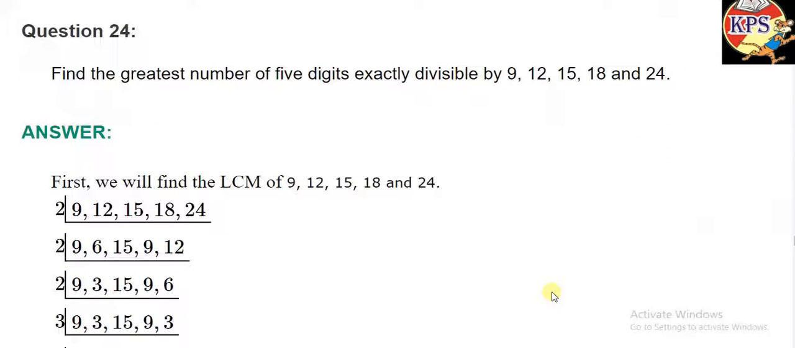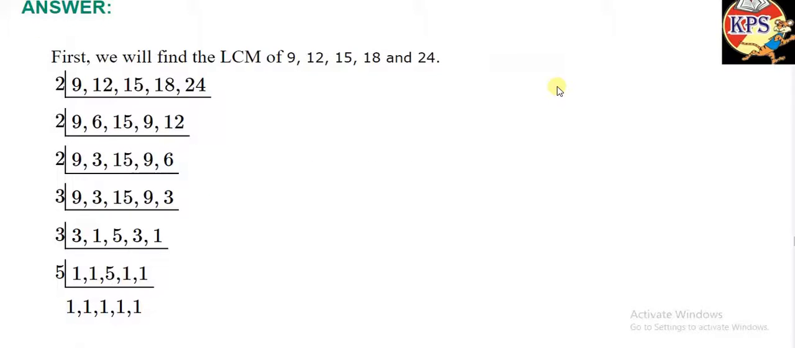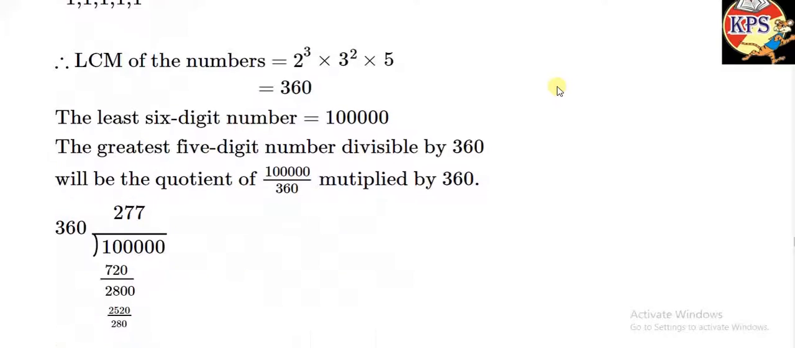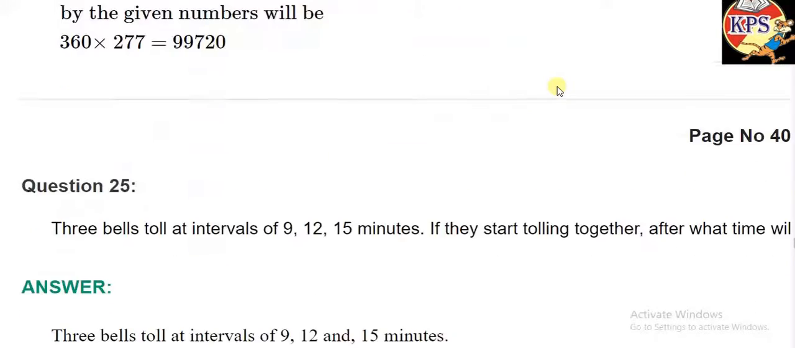In question number 24, find the greatest number of 5 digits exactly divisible by. The question is the same as question number 23, so I am not explaining this question because the method is the same.